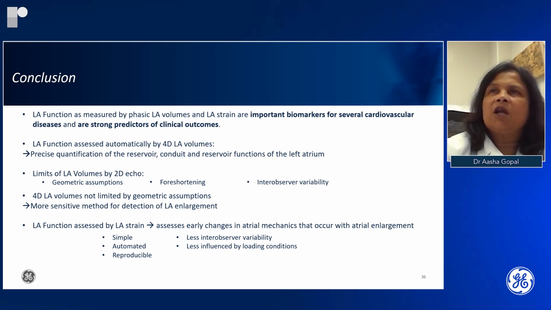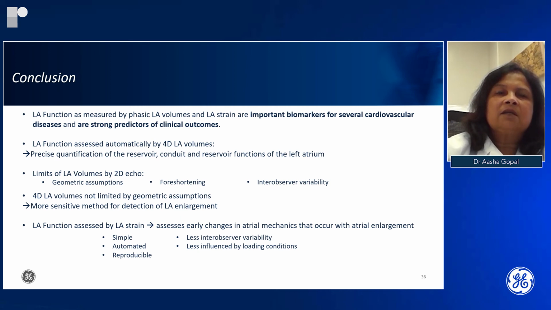Limitations of left atrial volumes by 2D echo are obviously geometric assumptions. You can foreshorten the left atrium. And of course, you have interobserver variability. Now, left atrial volumes by 4D are not limited by geometric assumptions. However, image quality is a factor. Nevertheless, it is a more sensitive method for detection of left atrial enlargement. And I showed that very early on. 76% of the time you can detect when the left atrium has enlarged, compared to only 46% of the time when you use linear dimensions.